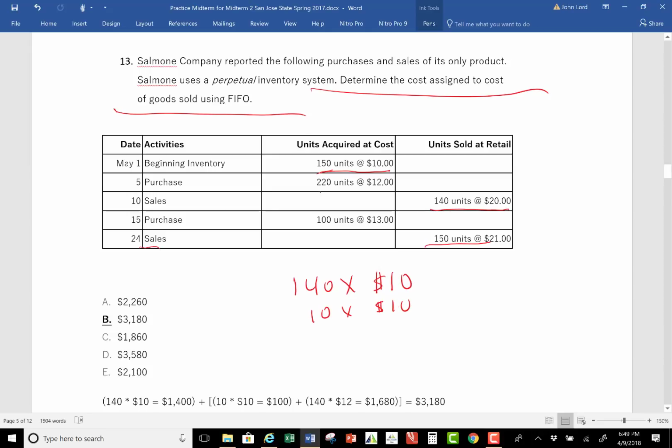And then I guess we better start to sell some of these, right? So some of these 220 ones. If we want to sell 150, we've got to sell 140 of those, and those came in at $12. And you add all that up, and it should come to 31.80? Unless I'm having a bad day.